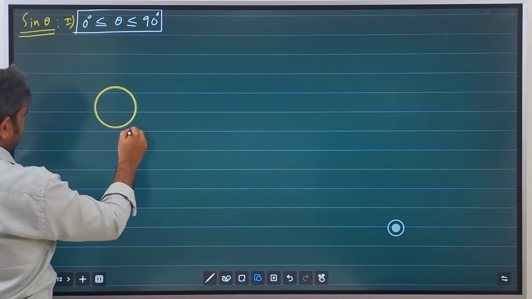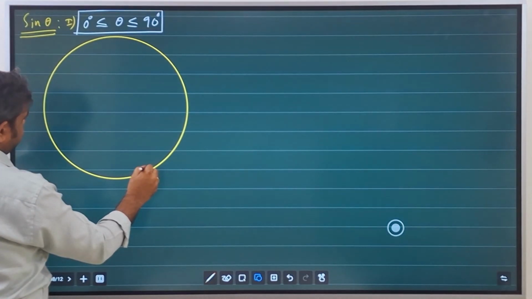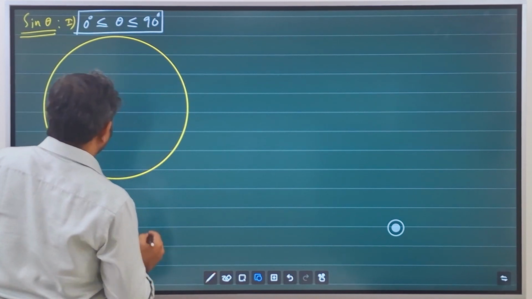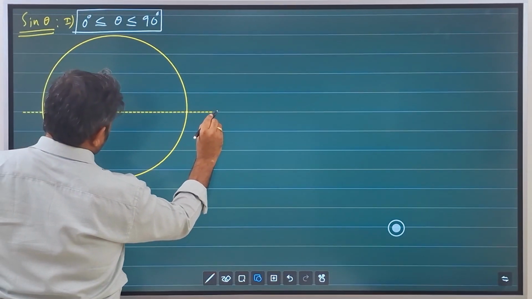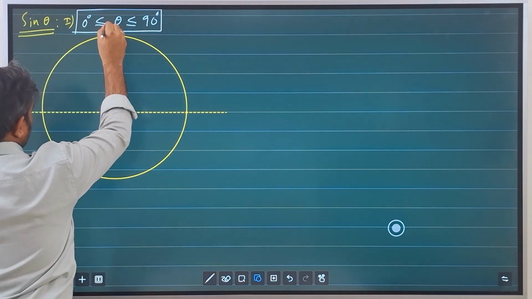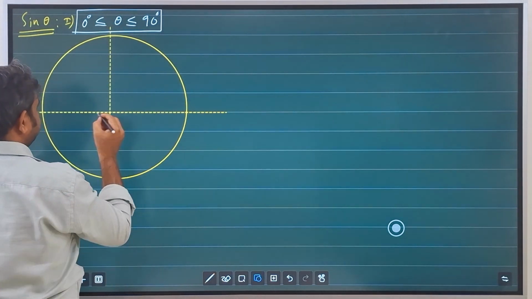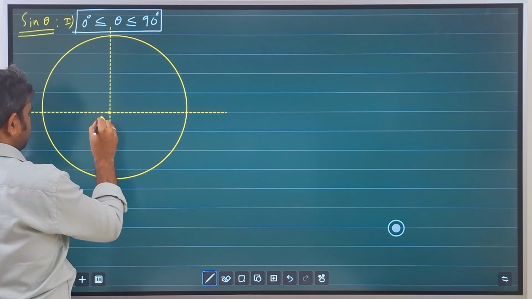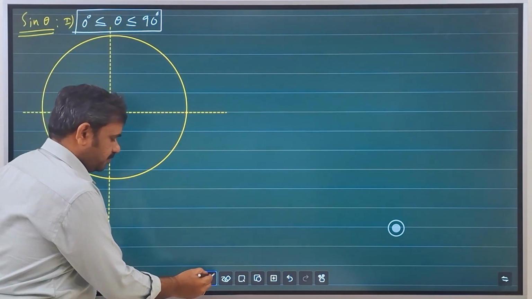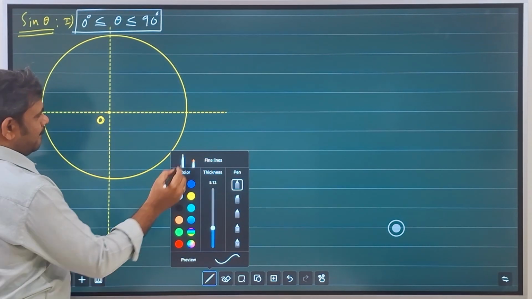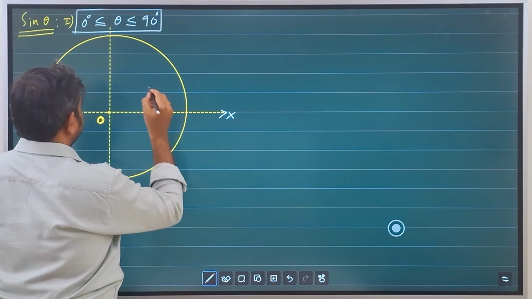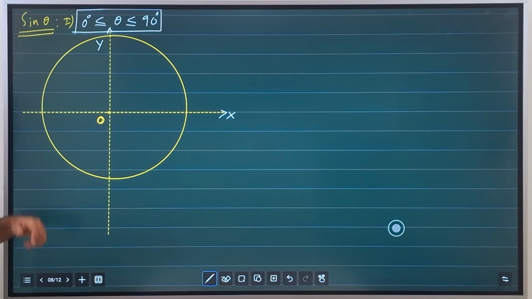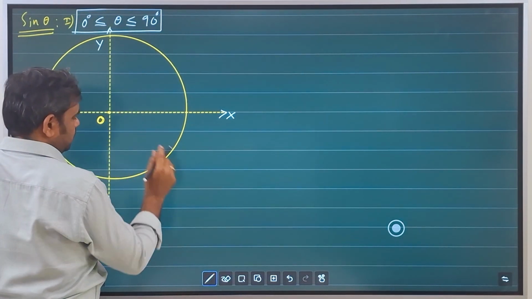So let's draw a circle here. Look at this circle. Now in this circle, let's say we have an x-axis and y-axis. The center of the circle lies at the origin of the coordinate system. Now draw a right angled triangle in the first quadrant of the circle.